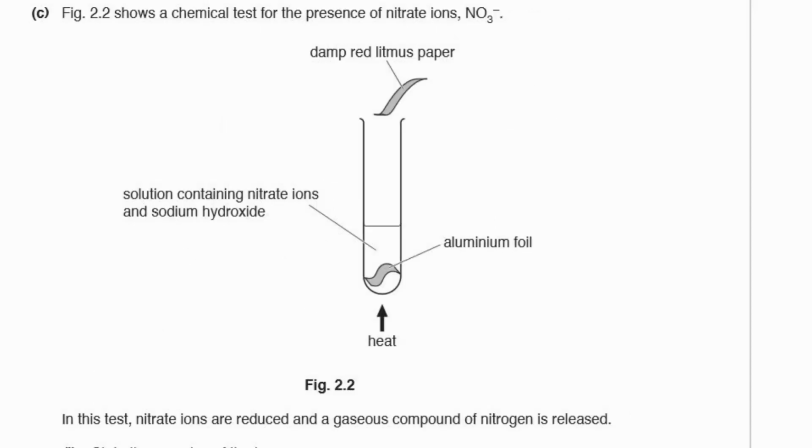C, figure 2.2 shows a chemical test for the presence of nitrate ions, NO3-. So what we do, we have a test tube, we have aluminium foil inside the test tube, and we have a solution with nitrate ions and sodium hydroxide in it. And then we add red litmus paper. Now the key word there is red. You probably want a change in it. Anyway, that's just a hint. Let's see what the question asks for.